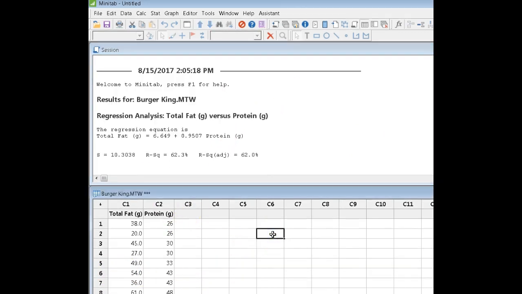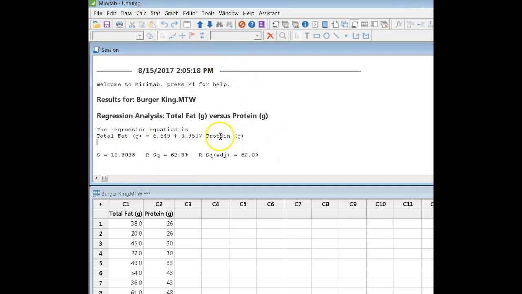Okay, I forgot to show you. If you want to get Minitab to plug in values of protein and solve for total fat, you can't do it from the fitted line plot as we just did. So let's just go have a look at that. Somewhere in your notes it talks about plugging in 29 grams of protein into this equation, doing the calculation, and finding out what is the predicted amount of total fat based on our model.